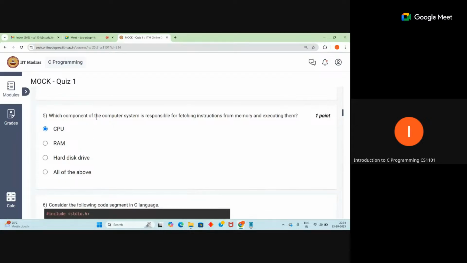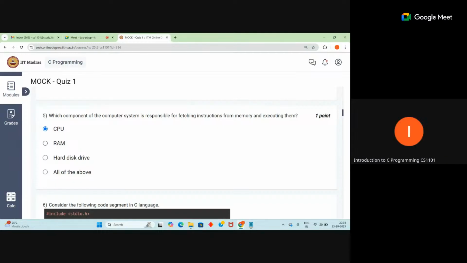Next, which component of the computer system is responsible for fetching the instructions from memory and executing them? So always the CPU will fetch the instructions from the memory and execute them. Okay. So CPU. What will be done by your RAM? For what purpose do we use RAM? To load and store, to execute fast.